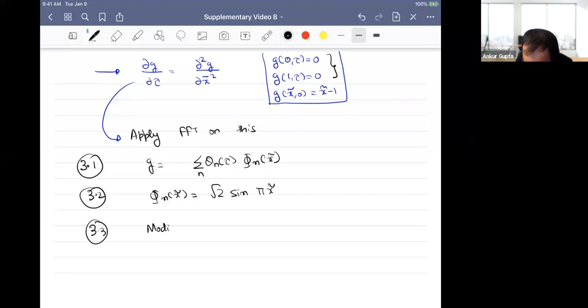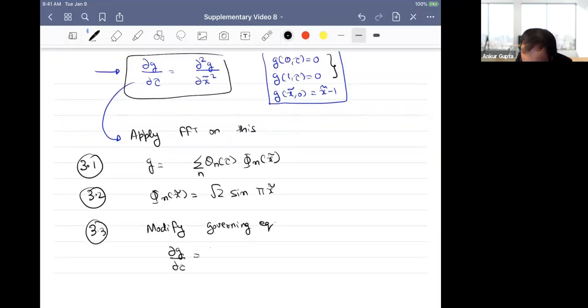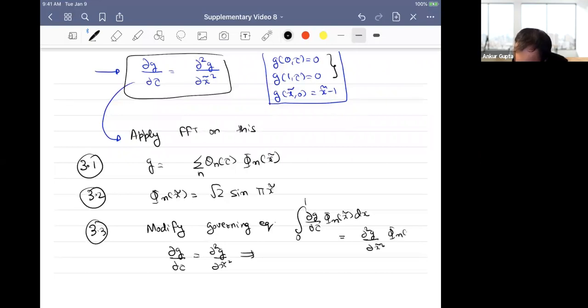3.3, modify governing equation. Now our governing equation is this. So we have del G by del tau is del square G by del x square. We'll basically make it del G by del tau phi n x tilde dx, 0 to 1, is del square G by del x square phi n x tilde dx, 0 to 1, multiplying, right?